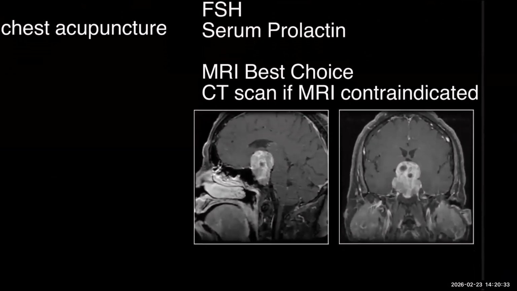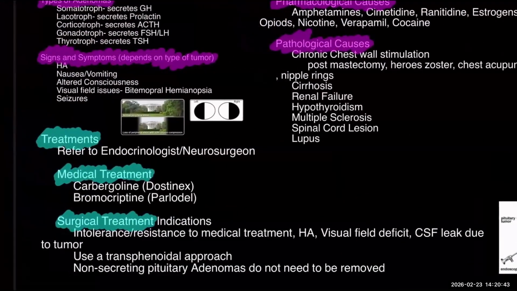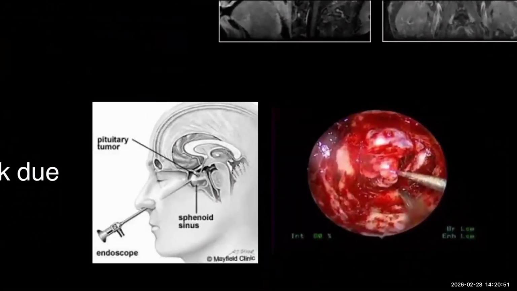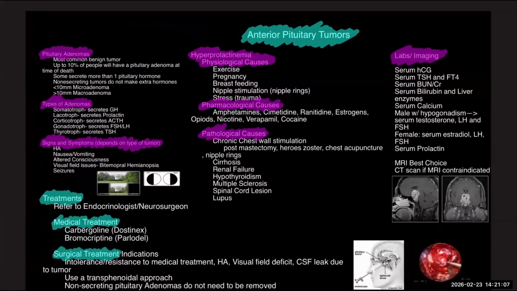MRIs are the best choice. CT scan if they can't tolerate it. And again, treatment for this is going to be the bromocriptine, the cabergoline, these dopamine agonists. And if they can't do that, then we do surgery and basically go right up the nose, just like the Egyptians. The pituitary gland is right there, and they can resect the pituitary gland. That is really it on pituitary adenomas and hyperprolactinemia. Any questions about this one?